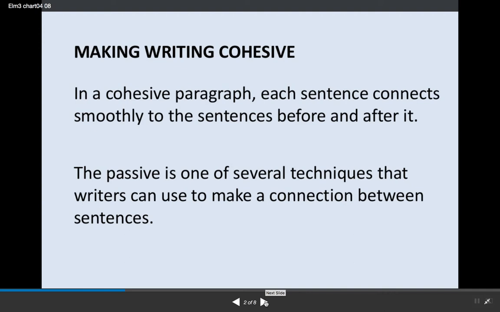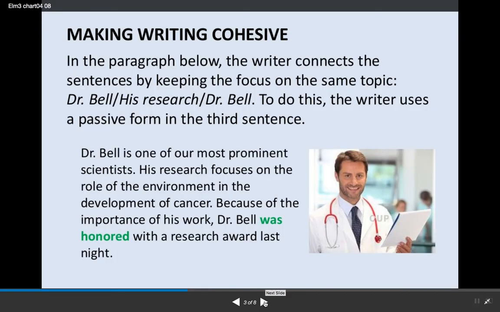And in a cohesive paragraph, each sentence connects smoothly to the sentences before and after it, and the passive is one of several techniques that writers can use to make a connection between sentences. So, for example, in the paragraph below, the writer connects the sentences by keeping the focus on the same topic. Dr. Bell, his research, Dr. Bell. To do this, the writer uses a passive form in the third sentence.